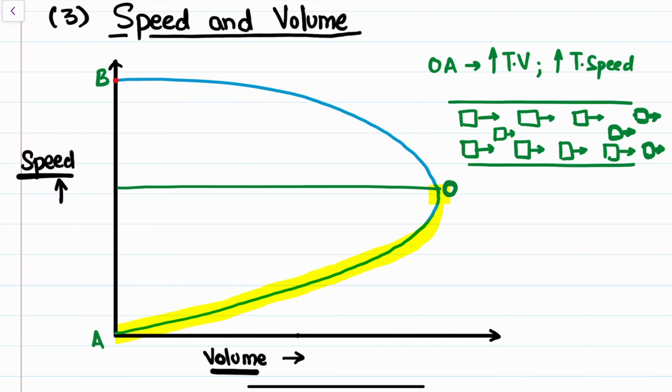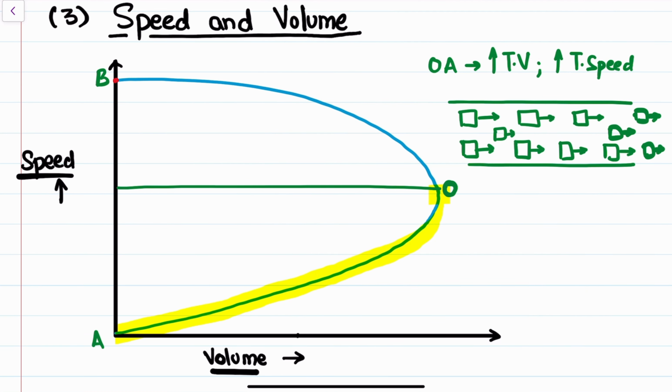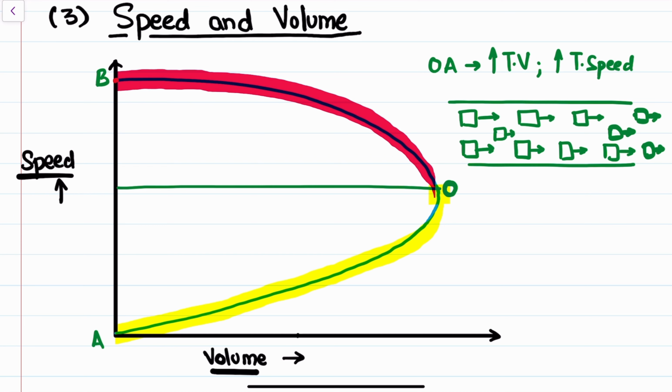After point O, what is happening is that traffic volume starts to follow a reverse direction, and traffic volume decreases. But if you observe, the speed keeps on increasing, right?